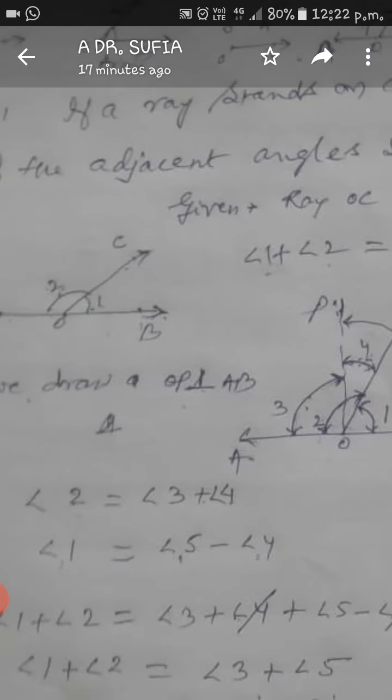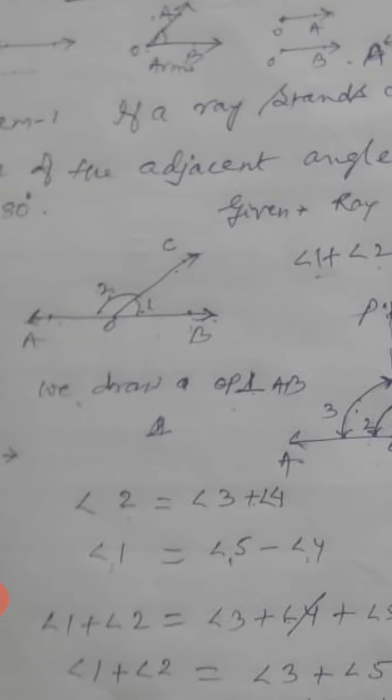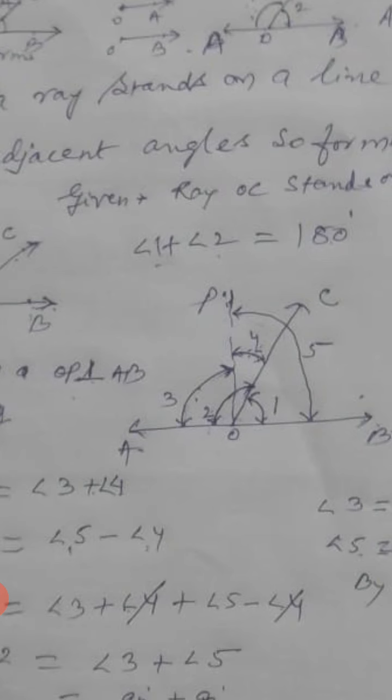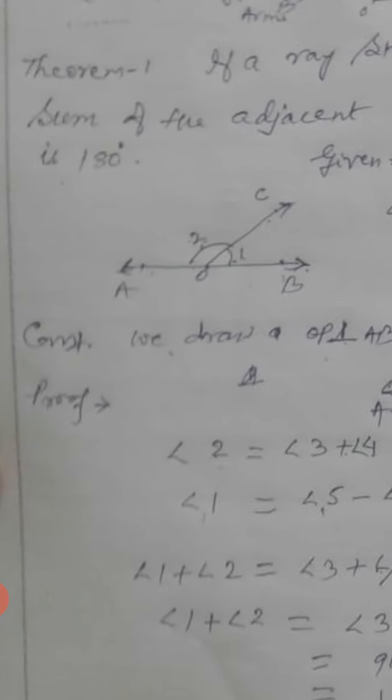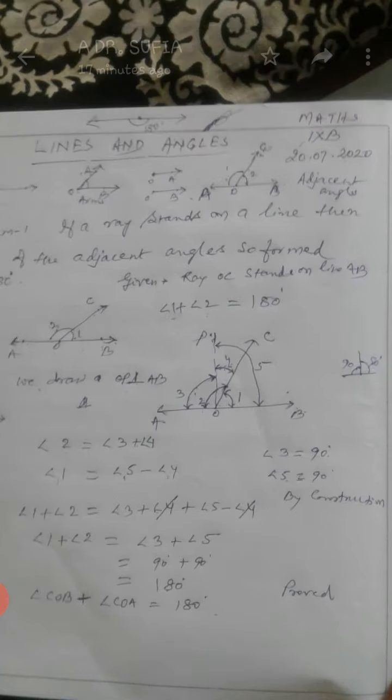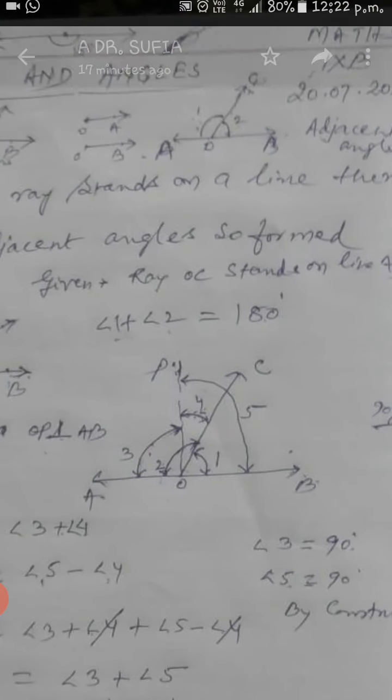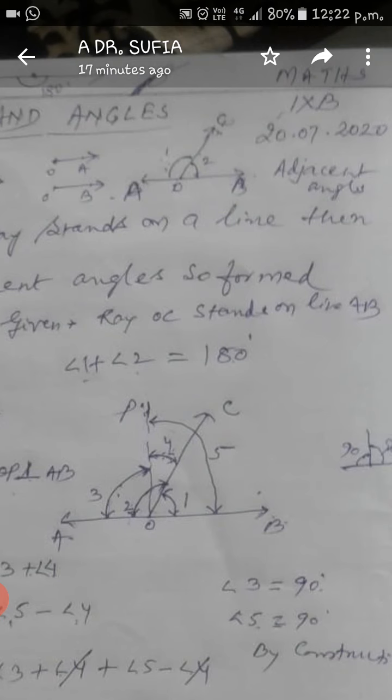For that, we have to make a construction. We draw OP perpendicular to AB. As you are observing in the figure, OP is perpendicular to AB. Now angle 2 is the sum of angle 3 and angle 4. Angle 3 is equal to angle 5, which is equal to 90 degrees, because OP is perpendicular to AB.